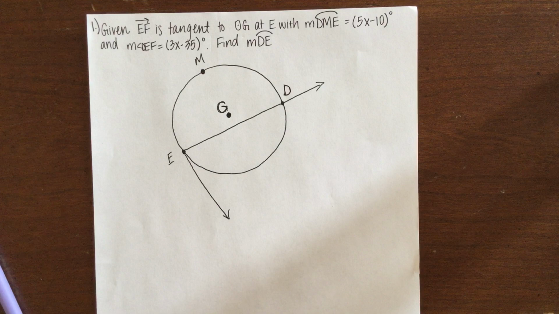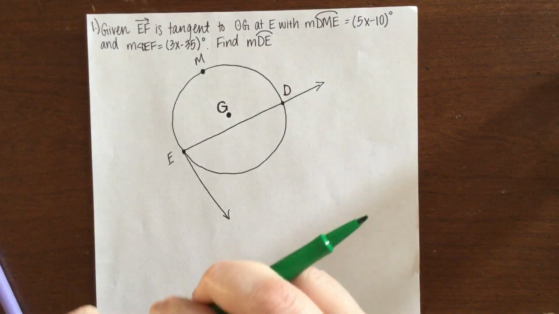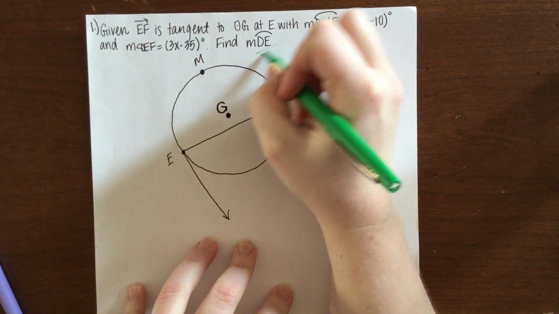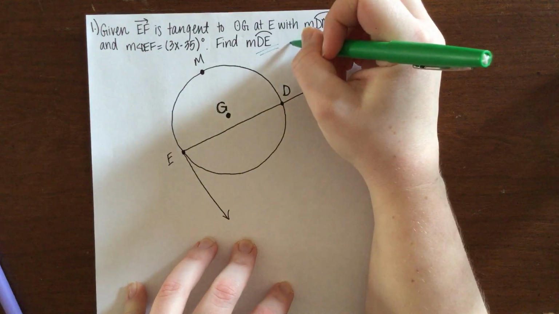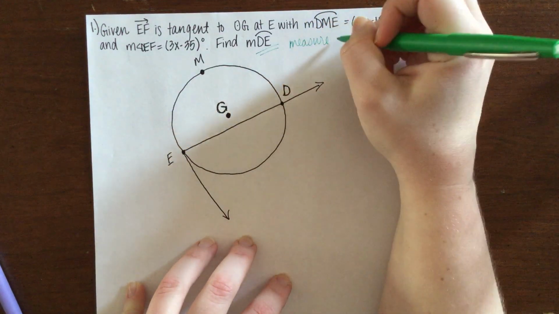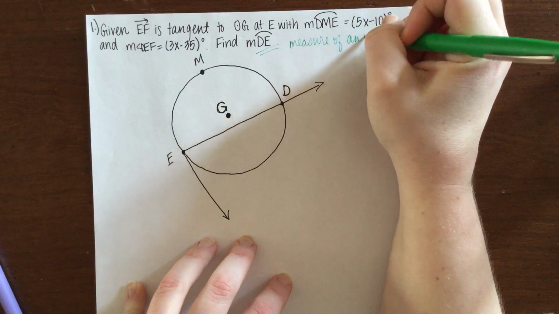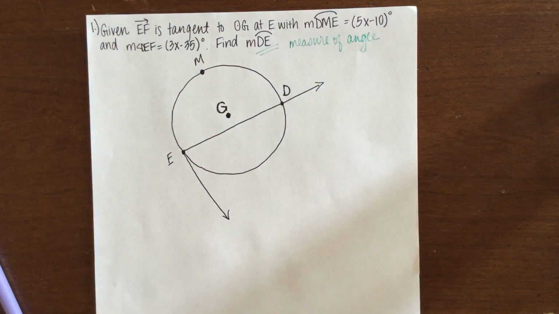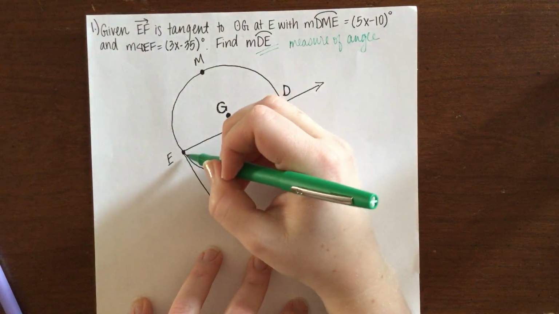So first thing we want to do is make sure we understand what we're actually looking for. So this means I'm actually looking for the measure of the angle. Okay. Since we're given everything in degrees, my answer will be in degrees. If it specifically said radians, we would want to make sure we did it in radians instead. So I know that's what my answer is going to look like, and it's for DE, which is here.